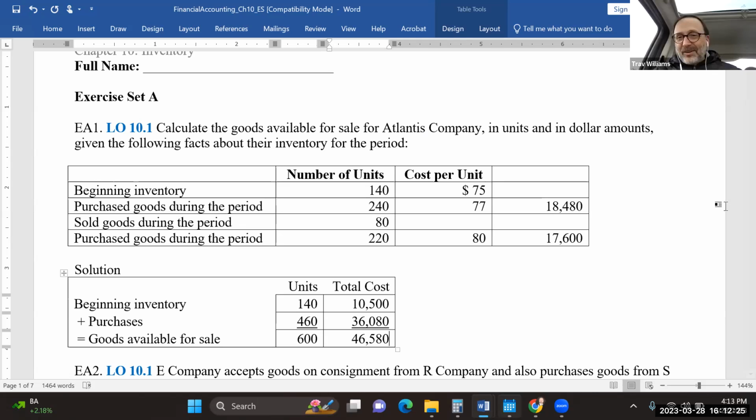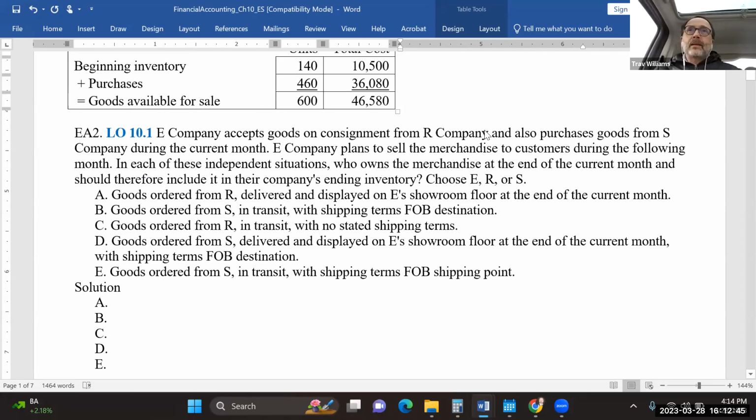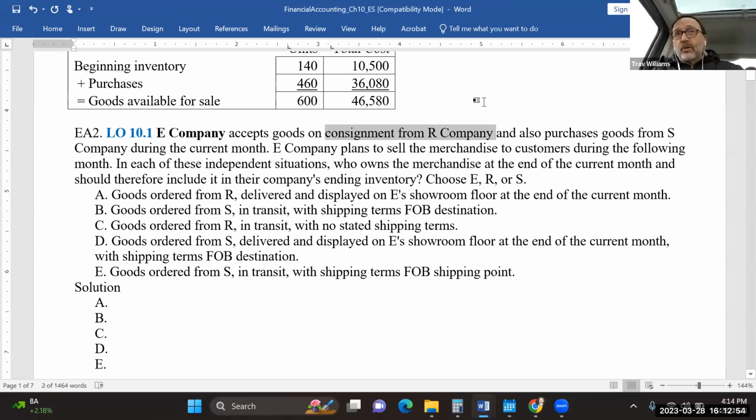Okay, this one's a little unique. In this exercise, we've got 3 different companies. E Company is a retailer, and they accept goods on consignment from our company. So anything that they sell from our company is on consignment, which means that they don't actually purchase the goods from our company. They just show those goods in their store. If a customer buys it, they share the money with our company. But if nobody buys it, then they can just return those goods to our company because the company never bought them.